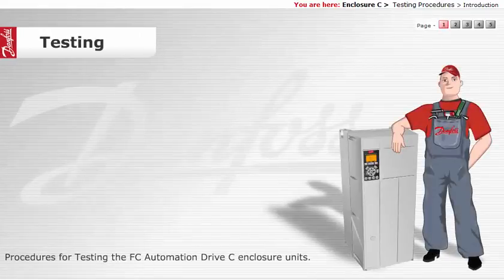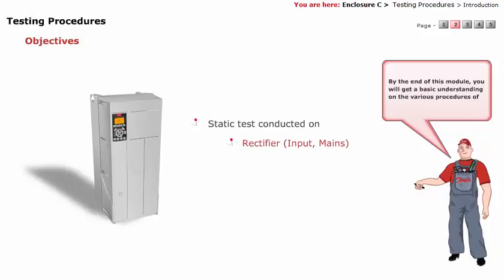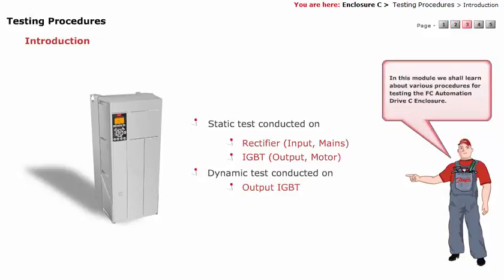Procedures for testing the FC automation drive, see enclosure units. By the end of this module, you will get a basic understanding of the various procedures of static test conducted on rectifier, IGBT, and dynamic test conducted on output IGBT. In this module, we shall learn about various procedures for testing the FC automation drive, see enclosure.